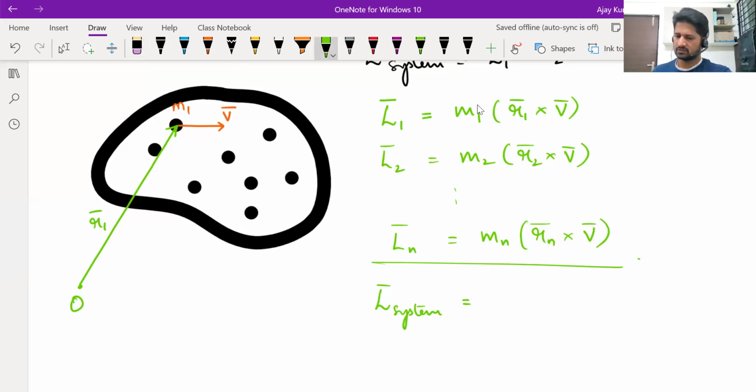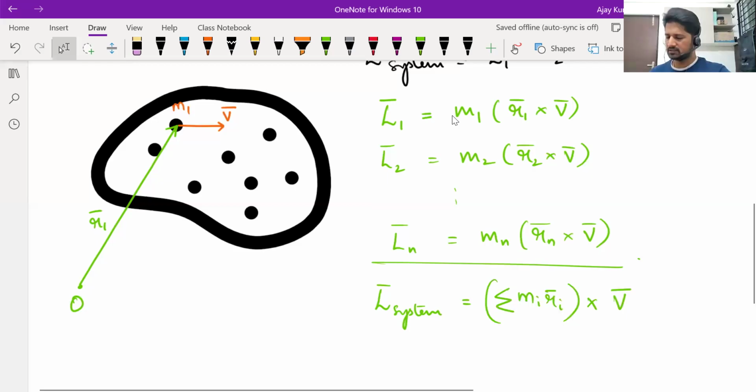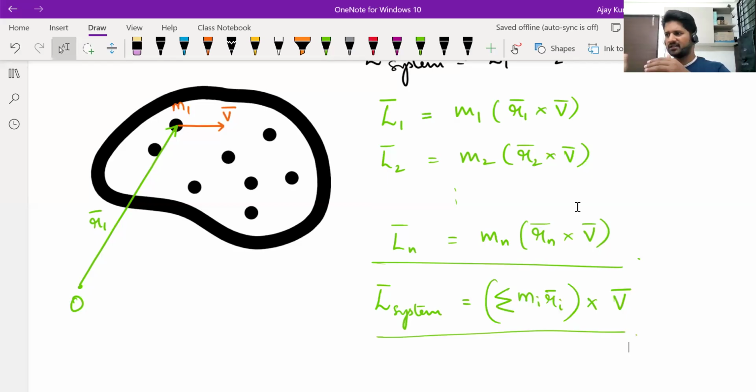Sigma m i r i first, cross V. Okay. It's very important to keep in mind that the order of cross product should not be changed. If you want to change, you have to add a minus sign. So basically what happens in the first term, if you put V aside, you will be left with m1 r1. Second term, put V aside, you will be left with m2 r2. So add all those, m1 r1 plus m2 r2 and so on, and then take cross product with V, because every term is being taken cross product with V.